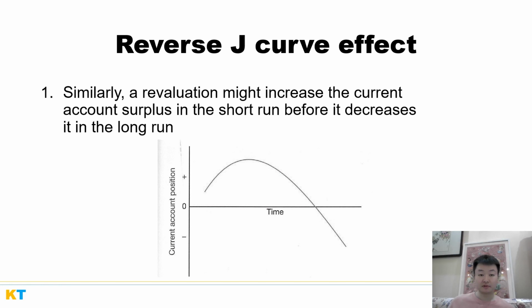The reverse is true also. The reverse J-curve effect says similarly, a revaluation or an appreciation might increase the current account surplus in the short run before it decreases it in the long run. And so if we think about what revaluation or appreciation does to a currency, it makes imports cheaper and exports more expensive. And so theoretically, it should decrease exports and increase imports, and it should contribute to a current account deficit. But we're saying that because imports and exports are inelastic in the short run, the opposite happens first, and then in the long run, current account goes into more of a deficit.